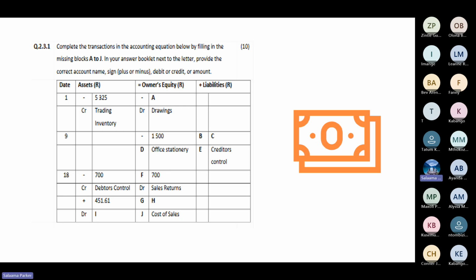My liabilities, will it be a plus or a minus? My double entry is I'm debiting office stationery and I'm crediting. Okay, it's a plus. Very good. That will be a plus. Okay, so that is what we wanted you to show.